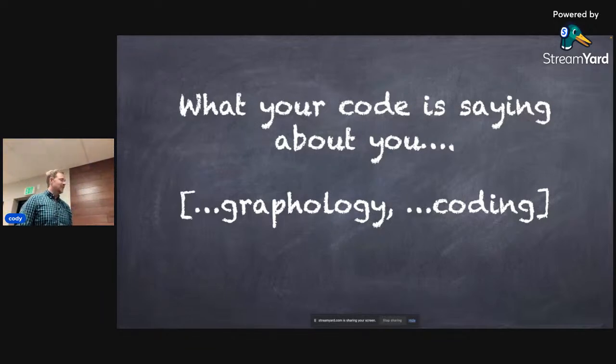This is a super non-serious talk, just meant to be kind of like an opener before the main topic. Don't take anything I say seriously to start out. So this is going to be a talk about graphology and what your code is saying about you, kind of like what you don't know you're saying through your code.